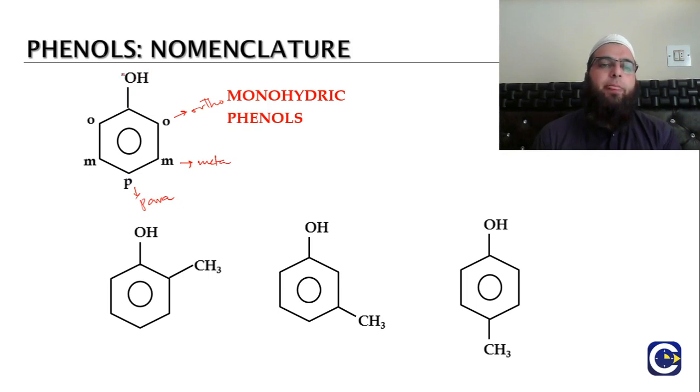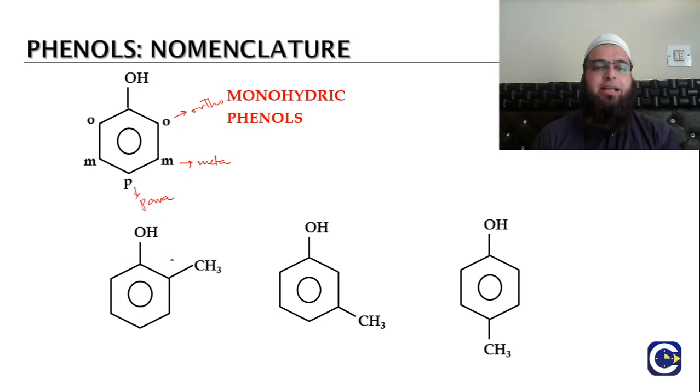So with respect to this hydroxyl group, we name different carbons according to their position. The carbon which is next to the hydroxyl group, as in this case, these are two ortho carbons, that is two ortho positions we have in this phenol. We have two meta positions, okay, and we have one para position. So these are the positions of different carbons, and they are named according to this nomenclature: ortho, meta, para, okay.